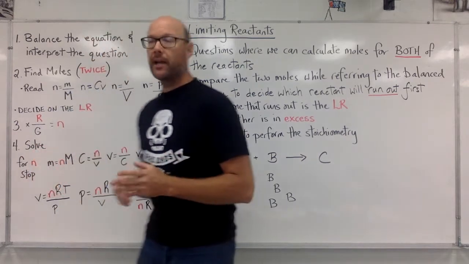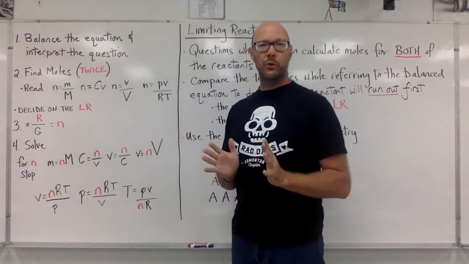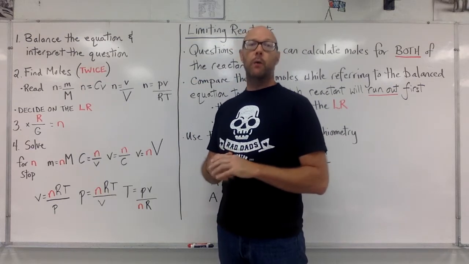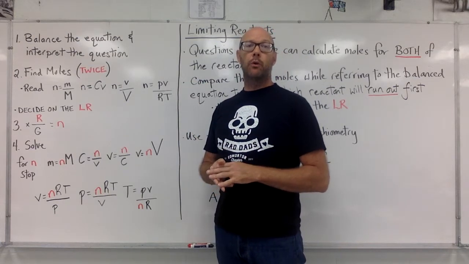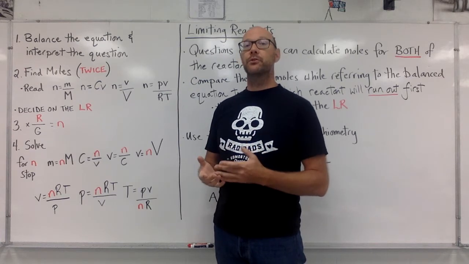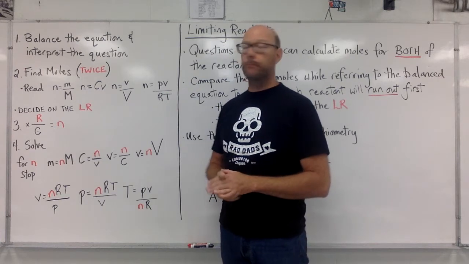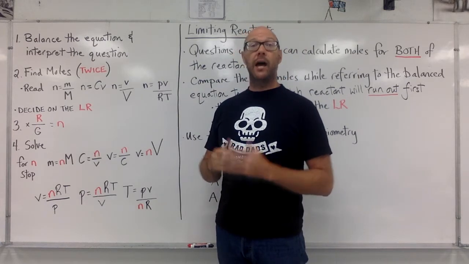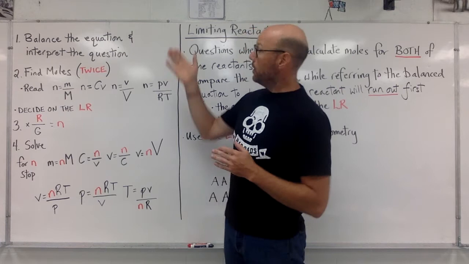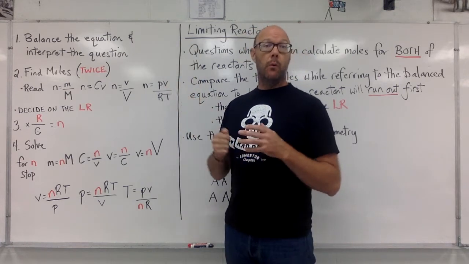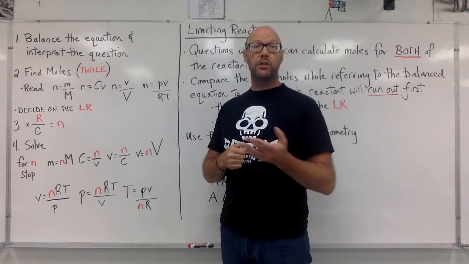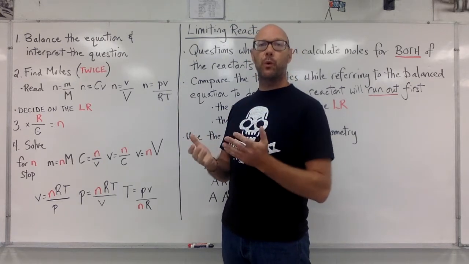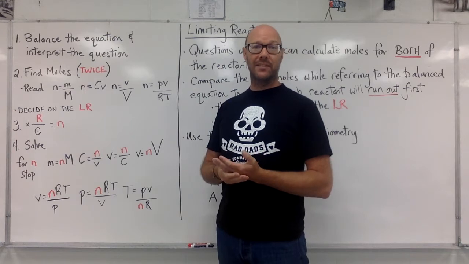Our 4 steps now have been modified ever so slightly. No change at all to the first step. We're always going to balance the equation. We're going to interpret the question, get some labels in there like we have been doing all along. Step 2 is find moles. Only now we're going to be able to do that twice. This is always the second step. If there's only enough information to find moles once, that's still our second step, but now there's enough information to find moles twice for each of the reactants.